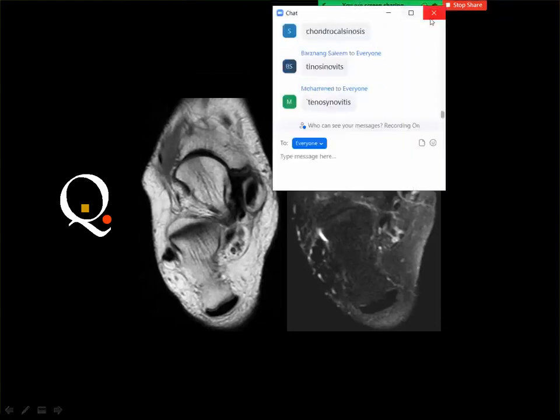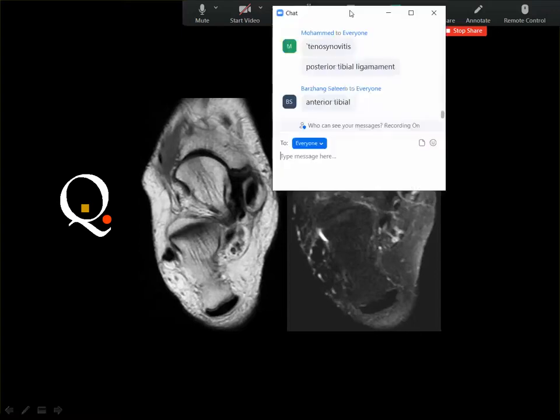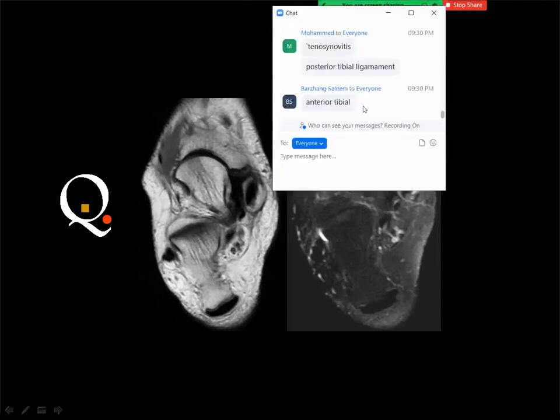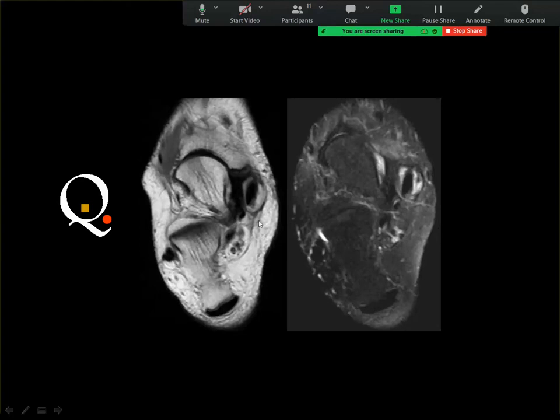Tenosynovitis of which tendon, where you got tenosynovitis? No, this is not tibialis anterior. This is the tibialis posterior. And actually, if you look carefully, the tibialis posterior is large.